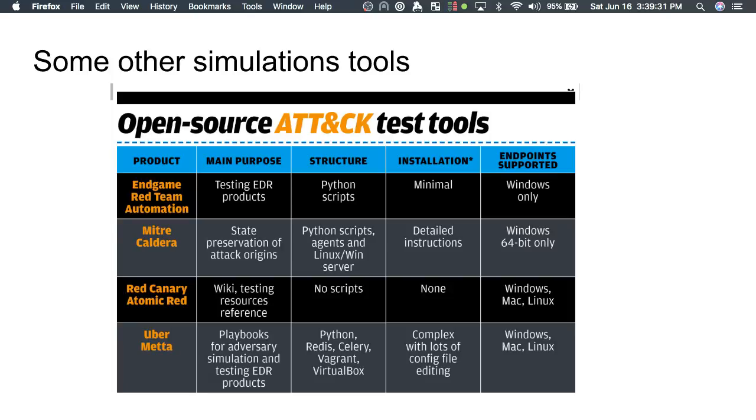So here's another one. I took this from CSO Magazine. Here are other tools that I did not cover, most of them because they're based on MITRE as well. So I tried Uber Meta because I know Mubix, and I know Chris Gates, and I know they're awesome. So I said I need to see what they're doing. If they're doing it, it's because of a reason.